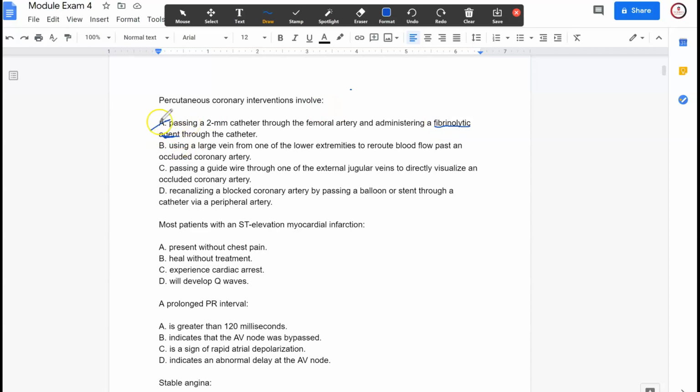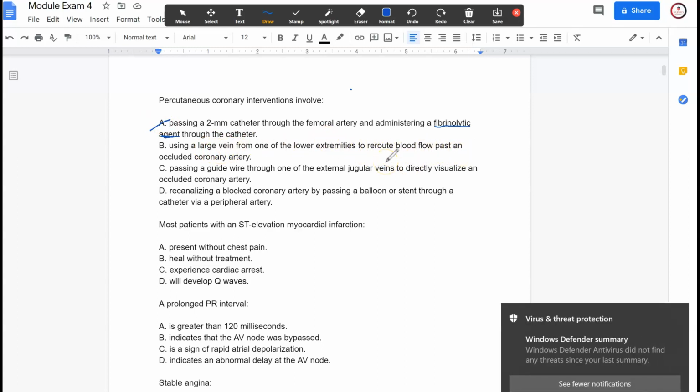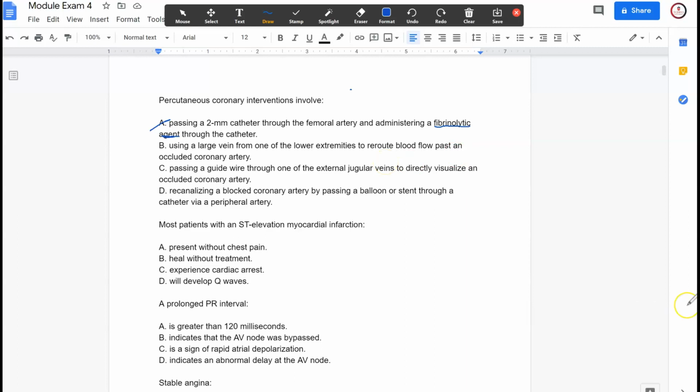So no. Using a large vein from one of the lower extremities to reroute blood flow past an occluded artery. This is a CABG, coronary artery bypass graft. Passing a guide wire through one of the external jugular veins to directly visualize an occluded coronary artery. They usually don't use an external jugular vein, right? This is usually through the femoral artery that we're going up. Occasionally they'll also use the radial if they're feeling feisty that day. So it's not that one.